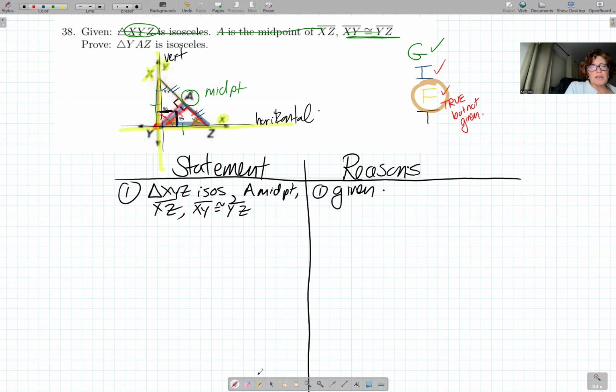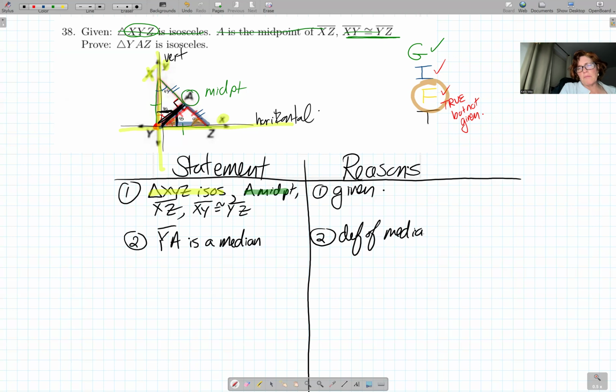Now, we've established that we have an isosceles triangle, but because of that midpoint, we officially need to say, number 2, that YA is a median. And the reason is, so YA is a median, and that would be the definition of a median, which connects a vertex to a midpoint.